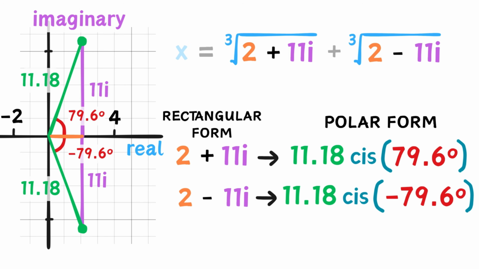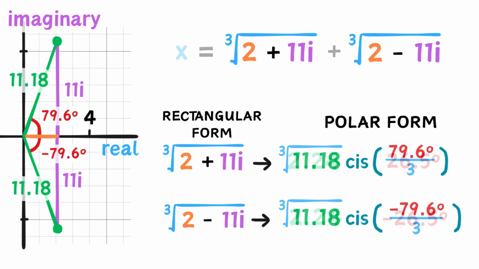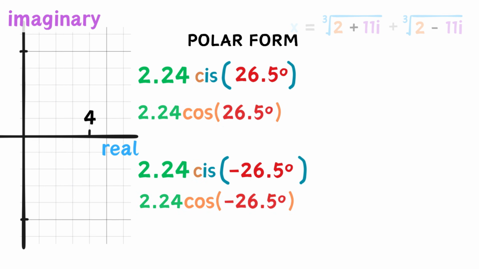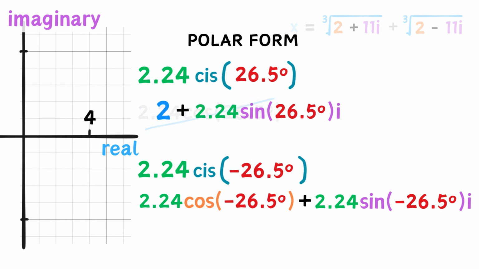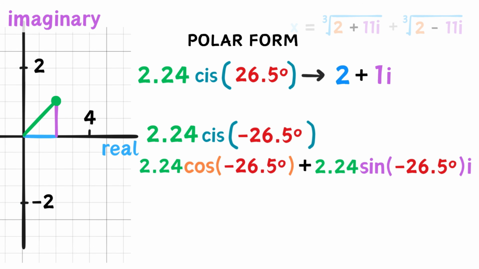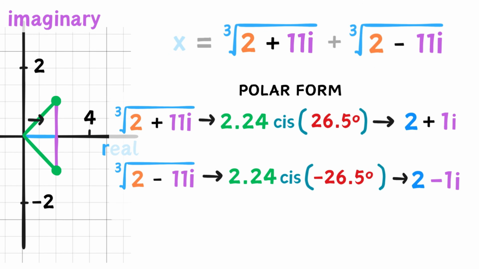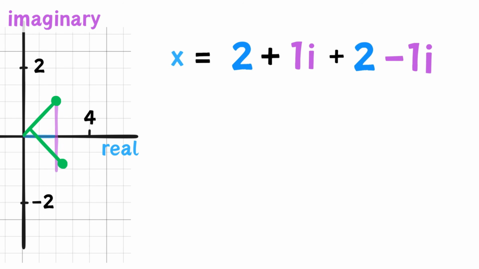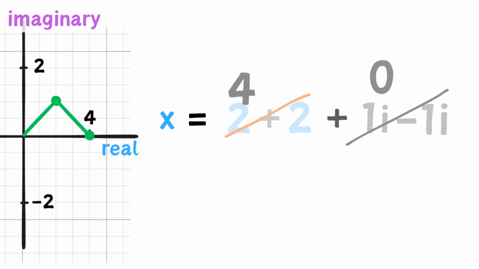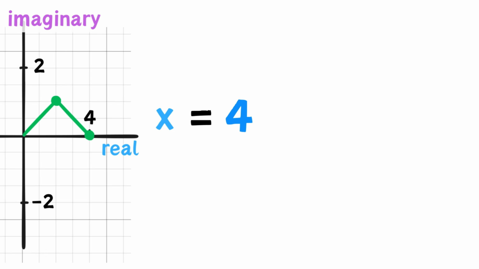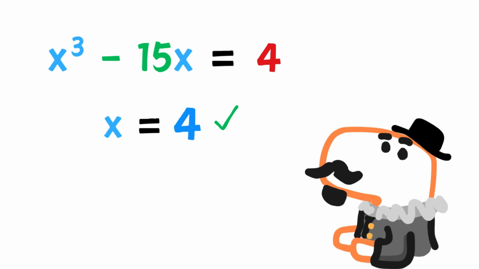Now, we can take the cube roots of the points. And once we have that, we're going to turn it back to rectangular form and simplify. And once we add them together, the sum is 4. Understanding i cleared the path to solve cubics that were once deemed unsolvable.